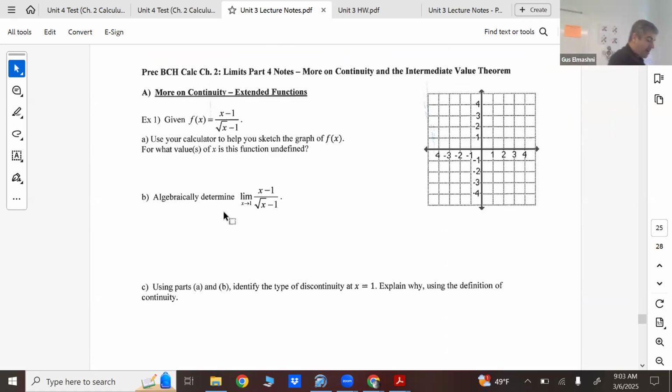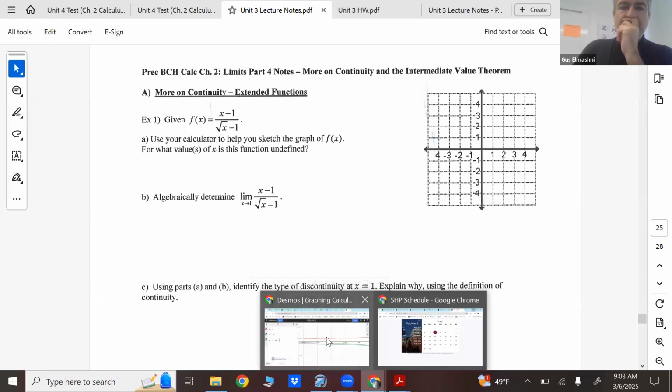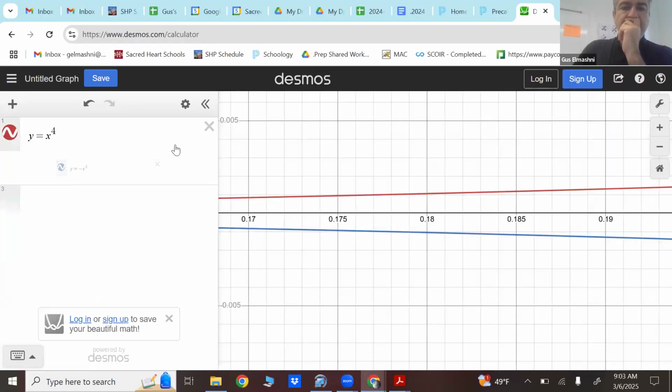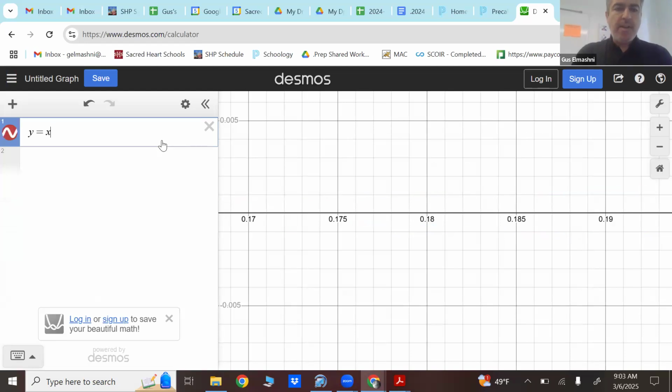Okay, so let's talk about extended functions. Let's graph this here. That's going to be x minus 1 over the square root of x minus 1.